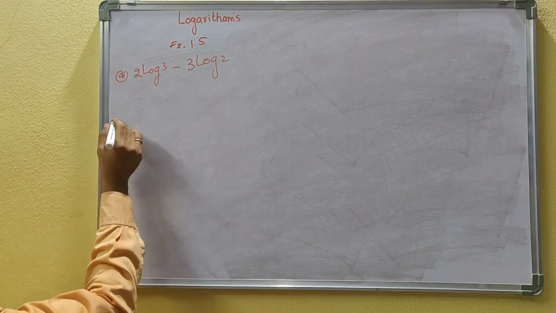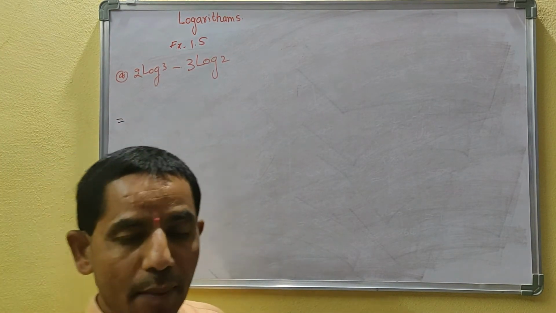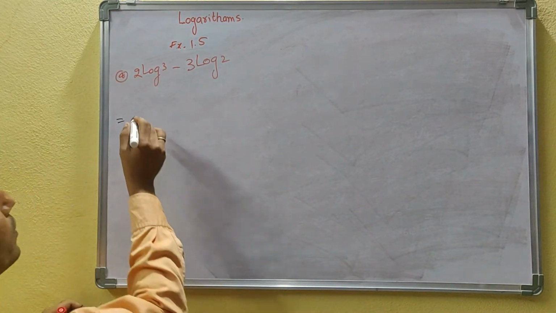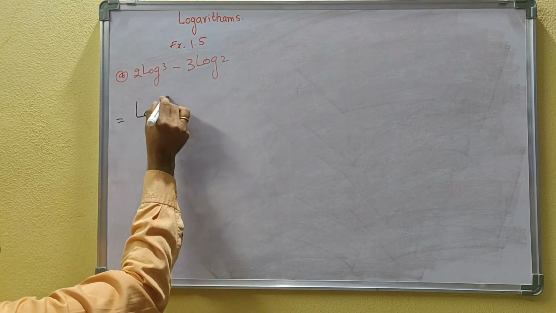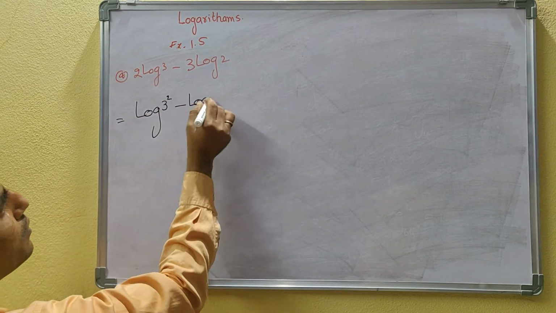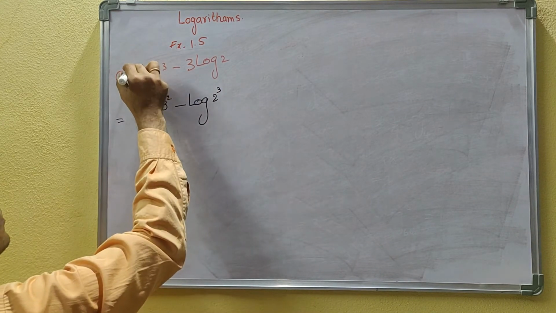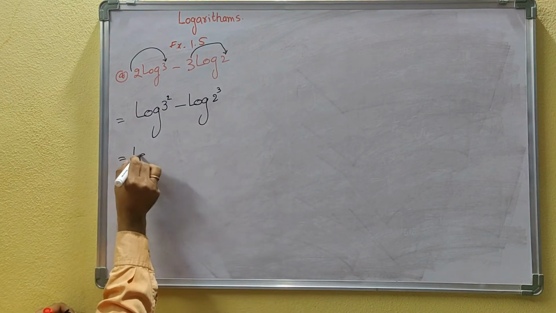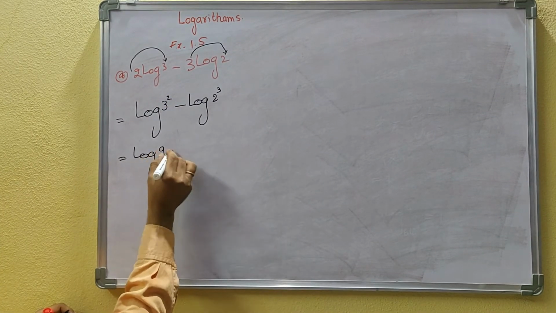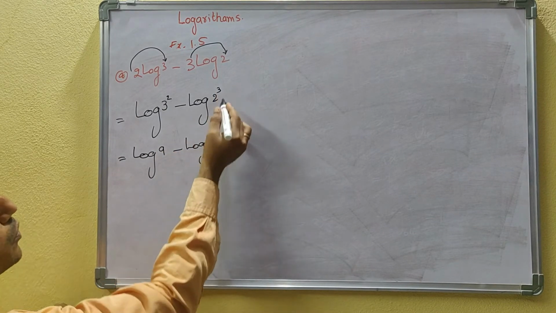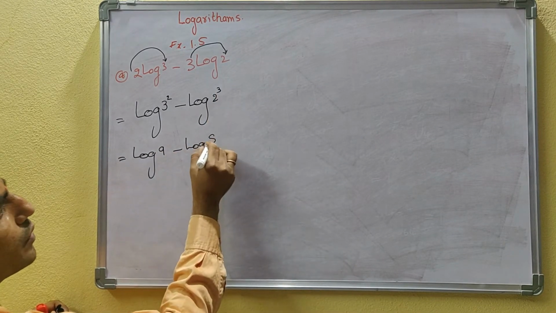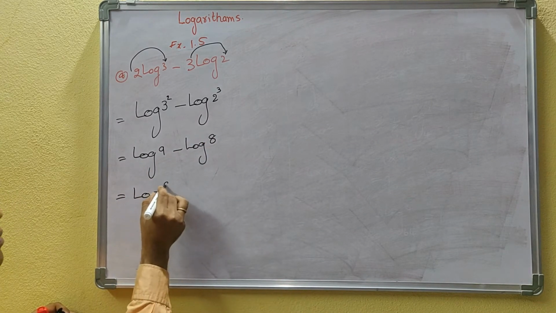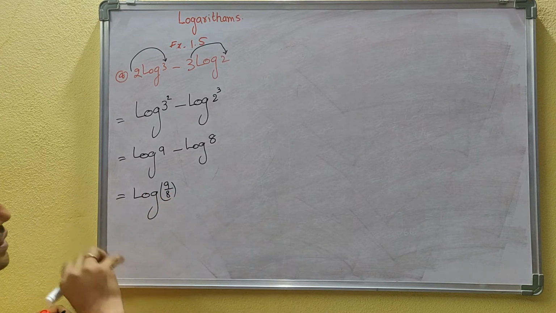Very simple. Here one formula is there: m into log a is equal to log a to the power of m. So log 3 to the power of 2 minus log 2 to the power of 3; the 2 will become an exponent, and here also the 3 will become an exponent. So log 3 square, which is 9, minus log 2 cube, 2 into 2 into 2, its value 8. Again one formula, log a minus log b is equal to log a by b, means 9 by 8. So this is the answer.